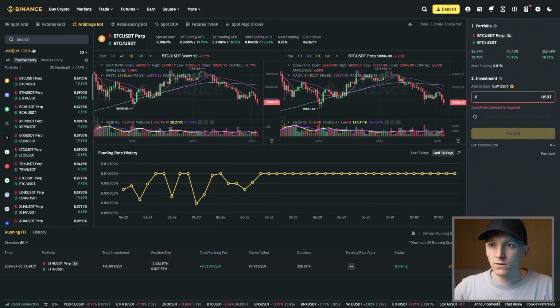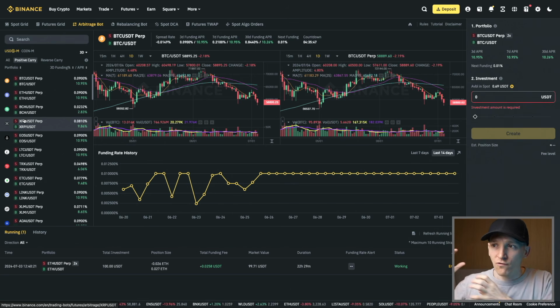So what we need to do on the left-hand side is go to positive carry. Most of the time in crypto, there is a positive carry. So you want to do that one, because what you're doing is taking funding rate from the short side in the futures market. And then you can see sell the futures, buy the spot, sell futures, buy spot. It doesn't matter which coin that you're trading. It's irrelevant, because essentially what you have is a market neutral position. So you don't care what the price does.